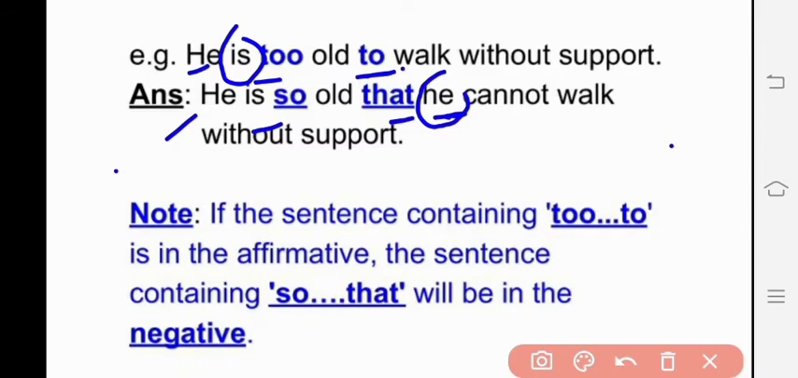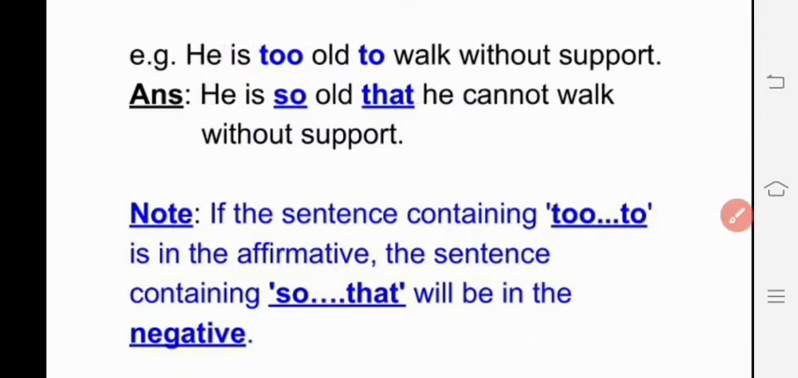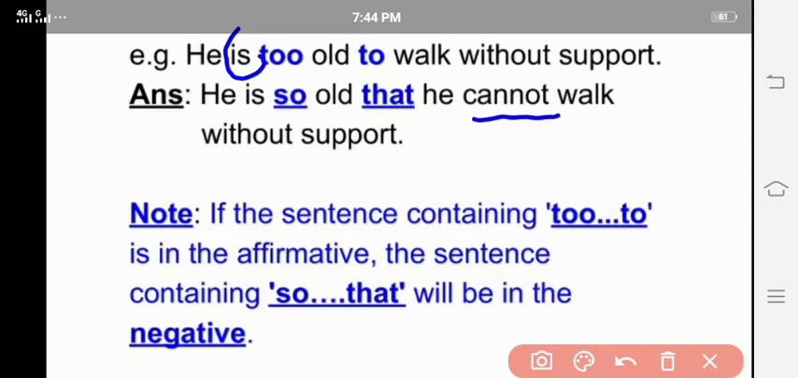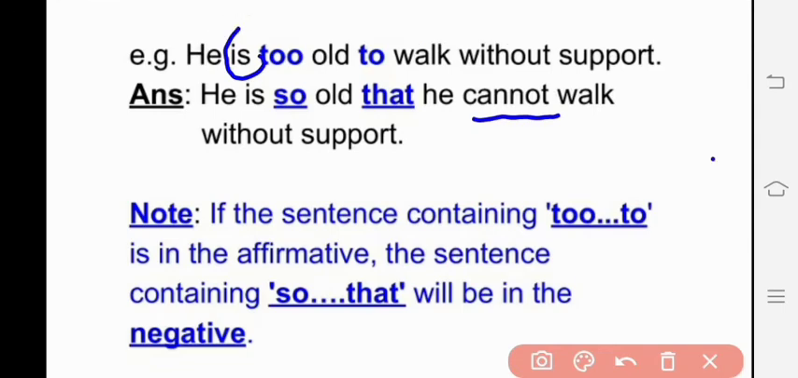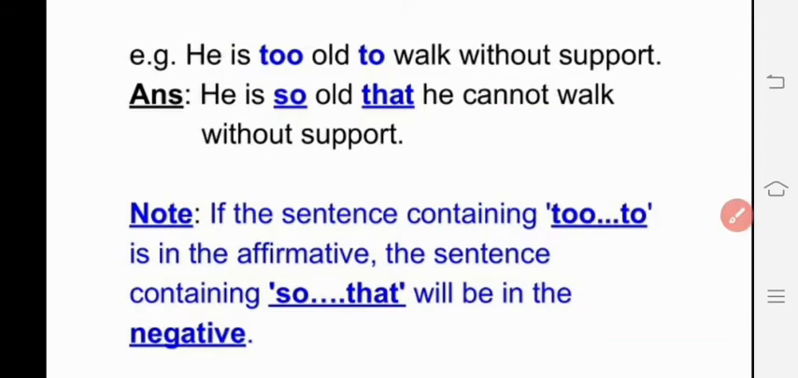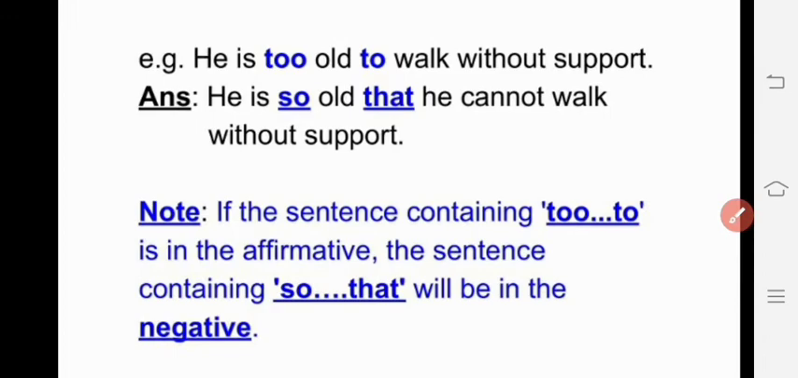So he is so old that he cannot walk without support. Here we apply cannot. Why have we applied cannot here? Because the sentence is in present tense. That's why we have to apply cannot. So he is so old that he cannot walk without support. The meaning of the sentence remains the same and should not be changed.